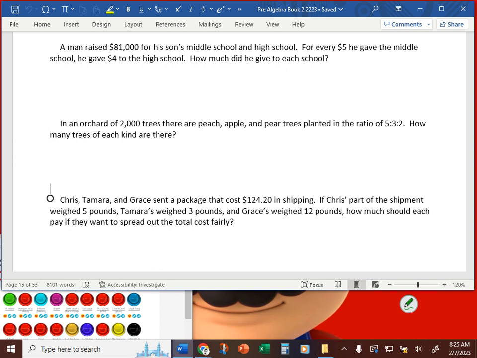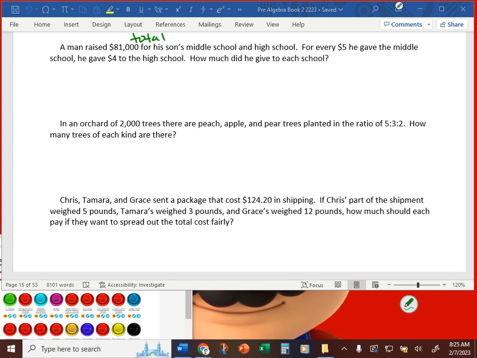Again, what a ratio compares is a part to a part. Let's read it again. A man raised $81,000 for his son's middle school and high school. That $81,000 seems pretty important. Would the $81,000 be a ratio? Is it a part? Or is it a total? Total. Okay? So we're going to just total, right?